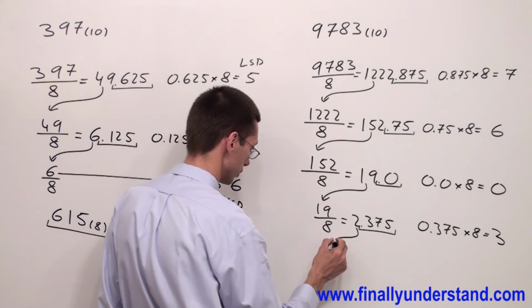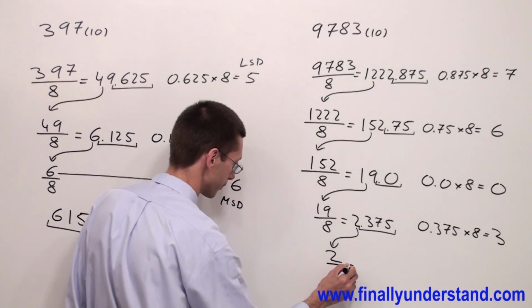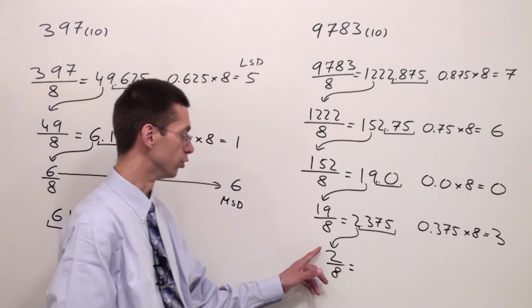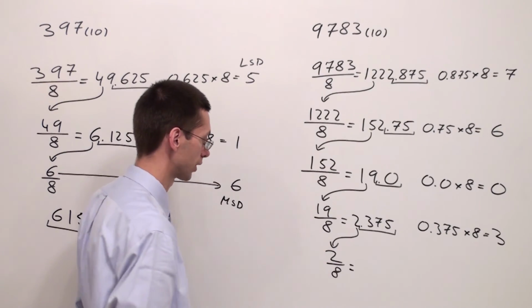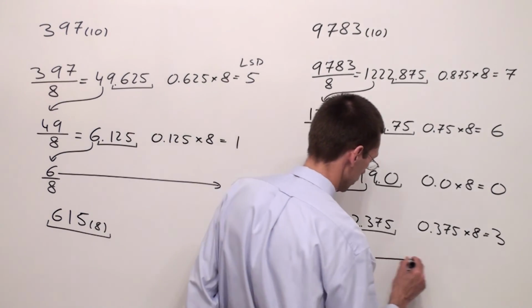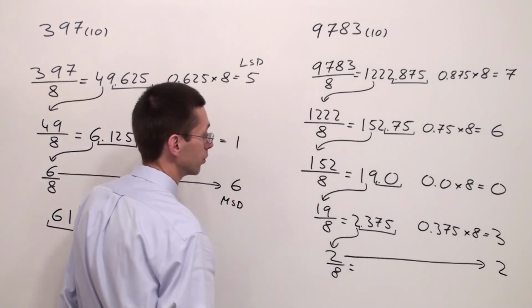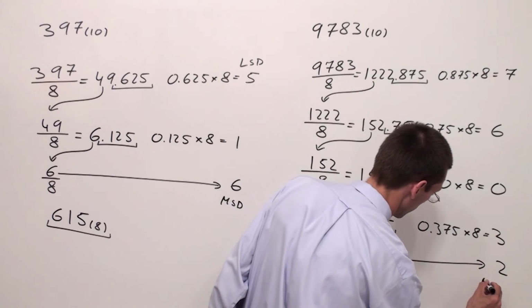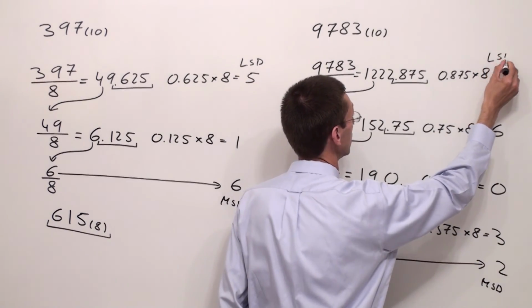Again, we're supposed to keep going. 2 divided by 8. Anytime the numerator is less than the denominator, you're supposed to copy the numerator to the side. That's why this is going to be 2. So this is your most significant digit, and this is the least significant digit.